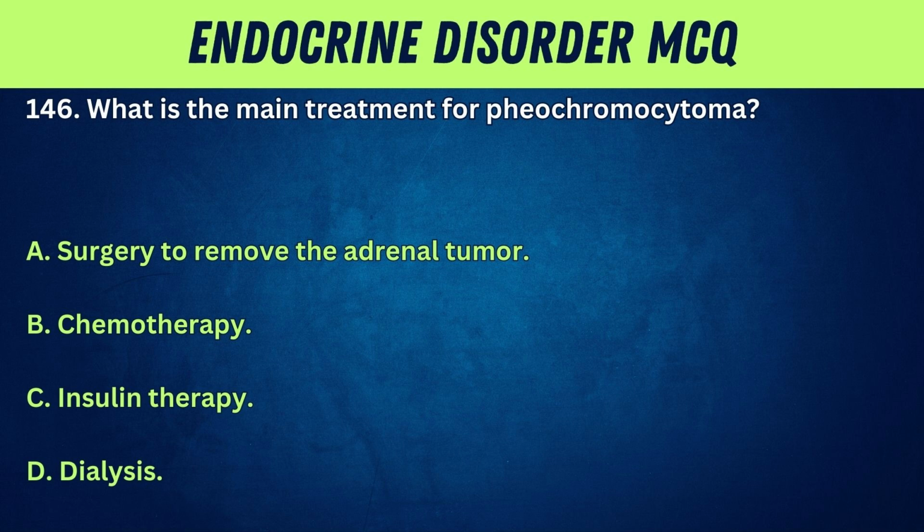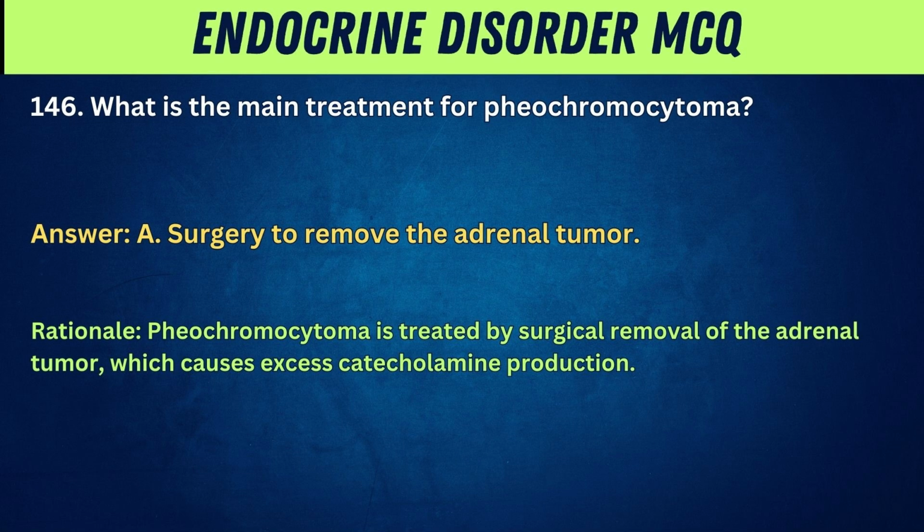146. What is the main treatment for pheochromocytoma? A. Surgery to remove the adrenal tumor. B. Chemotherapy. C. Insulin therapy. D. Dialysis. Answer: A. Surgery to remove the adrenal tumor. Rationale: Pheochromocytoma is treated by surgical removal of the adrenal tumor, which causes excess catecholamine production.